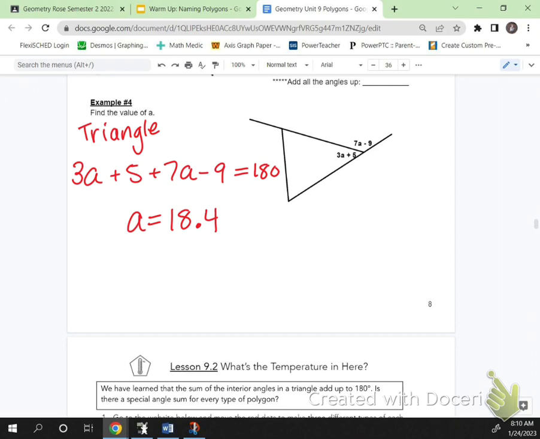All right, that's our lesson. We talked about central angles. We talked about linear pairs. We talked about exterior and interior angles. That's what we did. It was so fun.